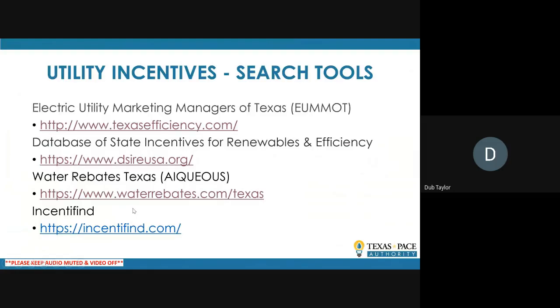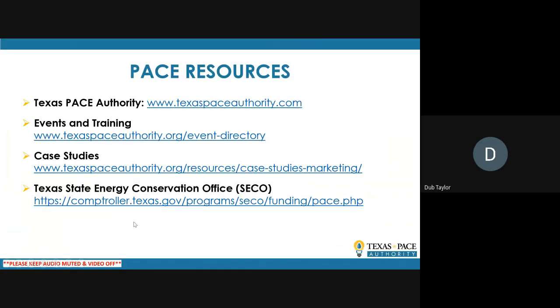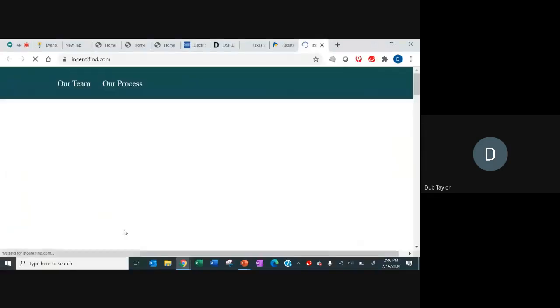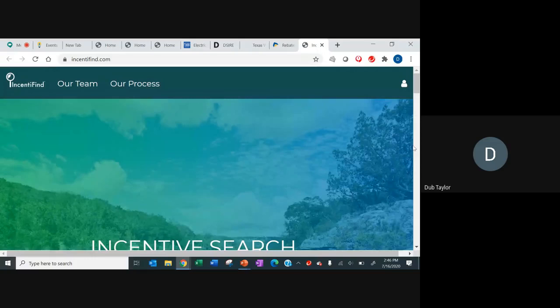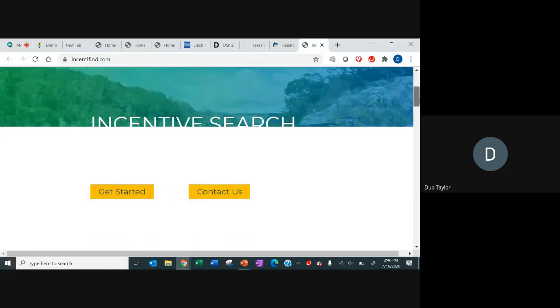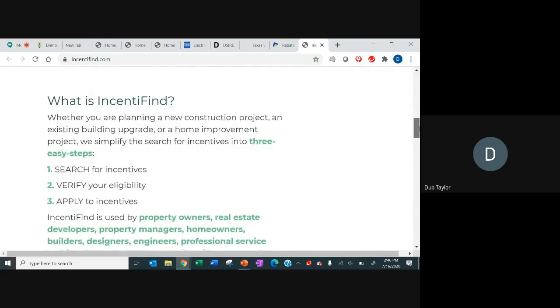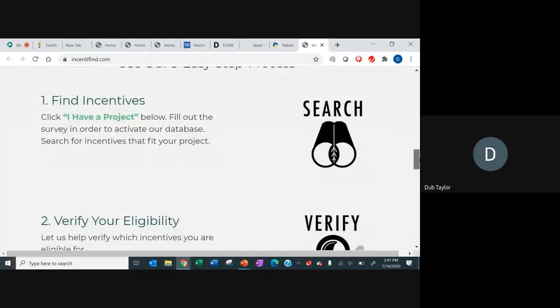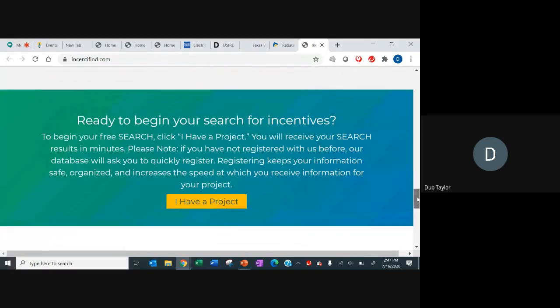And then there's a company based in Houston. Oh, go back. There we go. Sorry. Called Incentifind. This company figured out that there were a lot of incentives available. And like we've discussed from the outset of this webinar, many property owners just don't pursue them because it's challenging to find them. And so Incentifind is a service. Their process, they have kind of 3 steps. You can search for different projects. I think that is a free service.